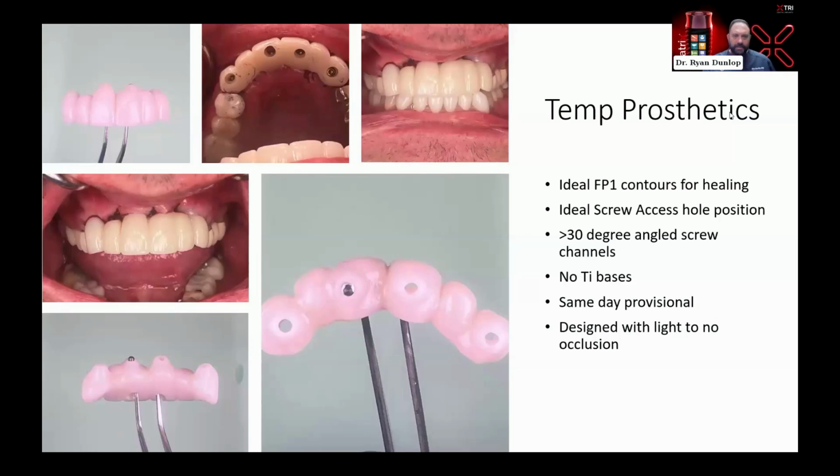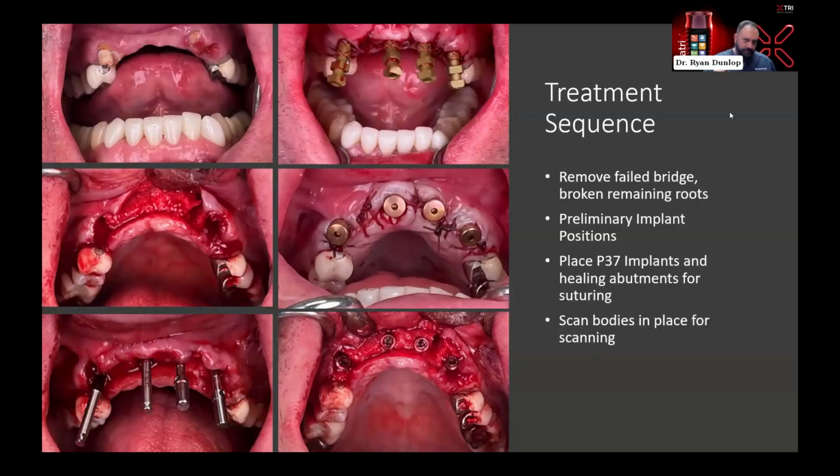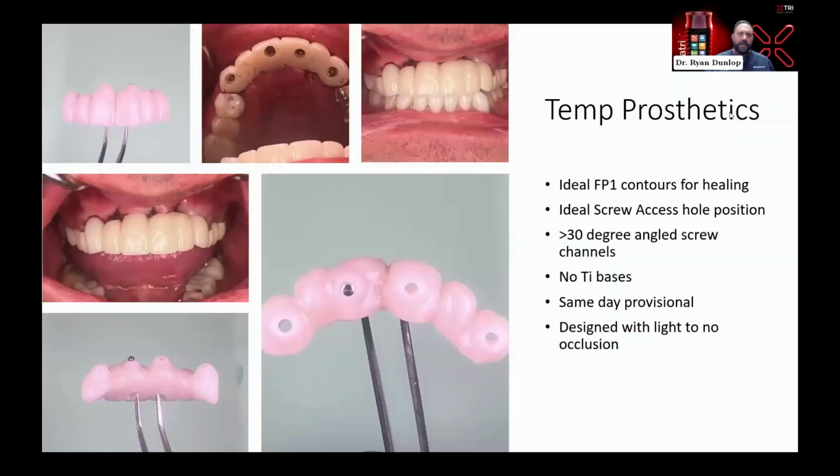This was his immediate load prosthetic, and again, you can see the implants are very flared. You can see from the drills and from the impression of the scan bodies that these are going to be very facial because of where the bone is. But you can see where the access holes are ideal, and that's because we use the angled screw channel solution. So this gets screwed into the mouth.